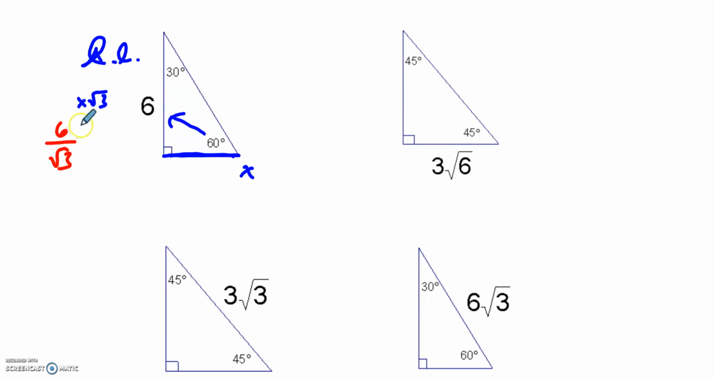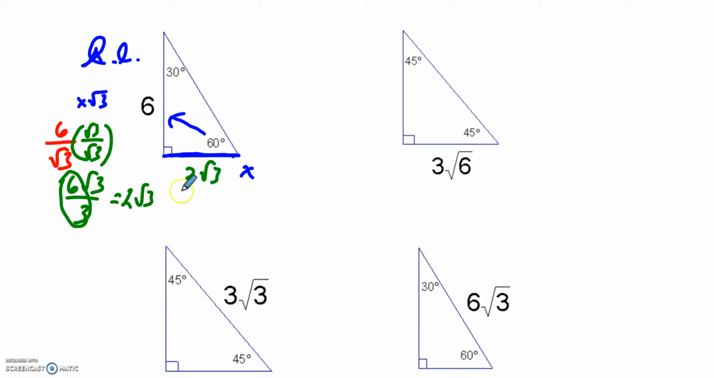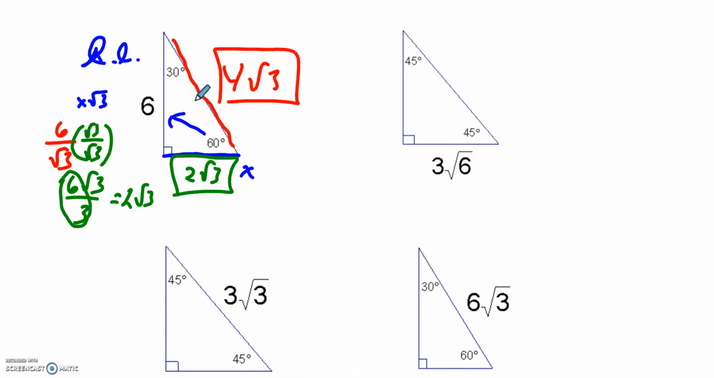So what we have to do is rationalize. We need to multiply top and bottom by root 3, and if I do that, I would get 6 root 3 in the numerator. In the denominator, I'd get root 3 times root 3, which is root 9, which is really 3. Then I notice that 6 divided by 3 can be reduced, so this actually ends up being 2 root 3. So my short leg is 2 root 3, which means that my hypotenuse has to double that, so my hypotenuse has to be 4 root 3.